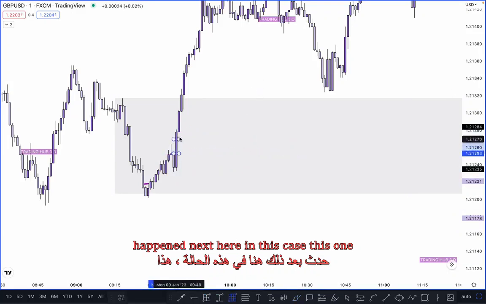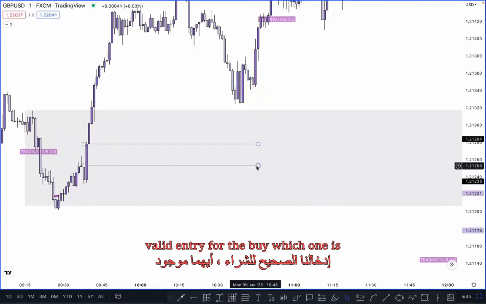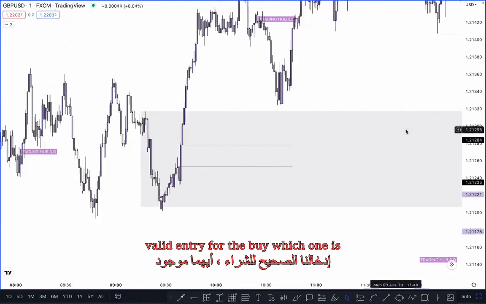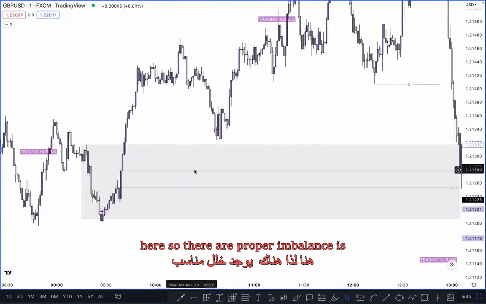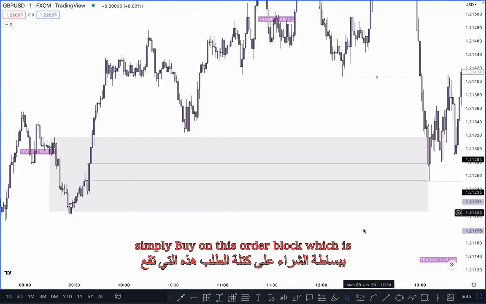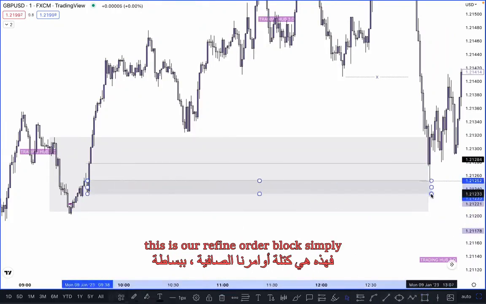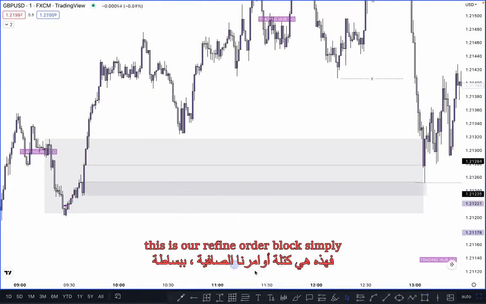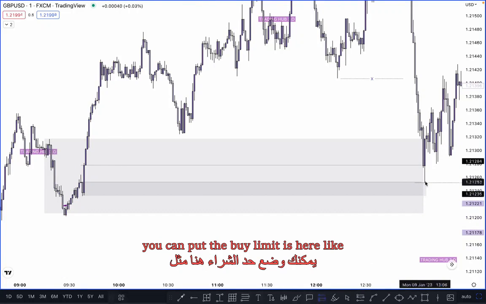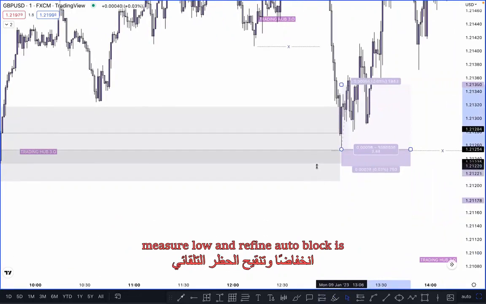In this case, this one and this one, right? So this one is our valid entry for the buy. The proper imbalance is here and the imbalance fill is here, and you can simply buy on this order block, which is just below it at this point. Right, so this is our refined order block. Simply put the buy limit here like this, and put the stop loss on the safer side, at the low, and the refined order block is here.